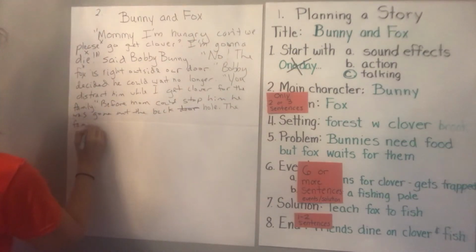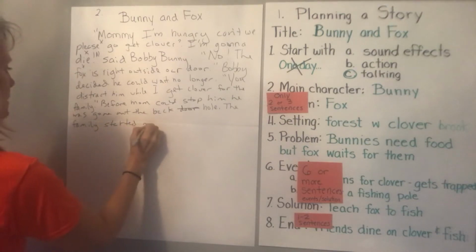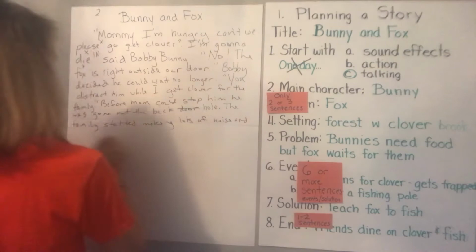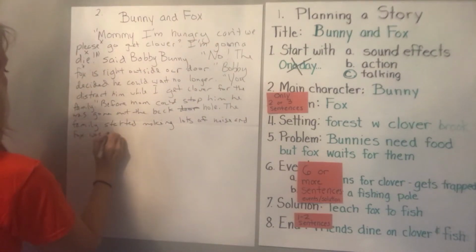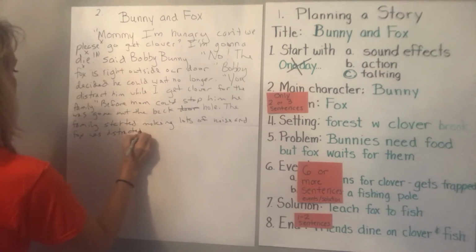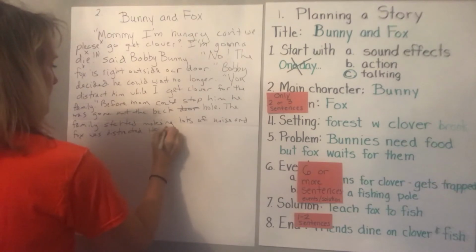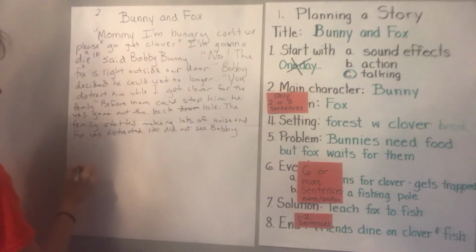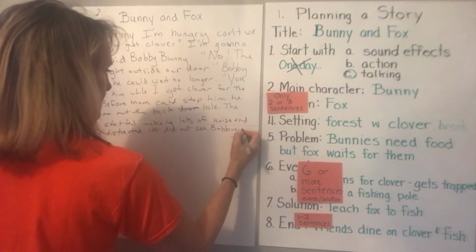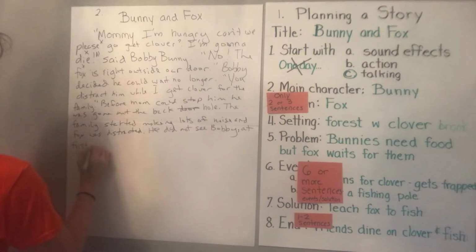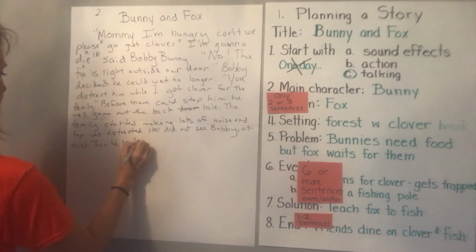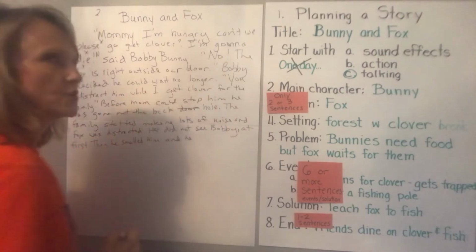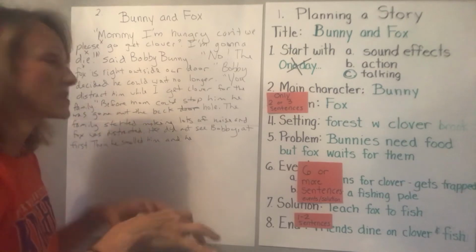The family started making lots of noise, and Fox was distracted. He did not see Bobby. At first. Then he smelled him. And what did he do? He tried to attack him. He chased him. He pounced on him.